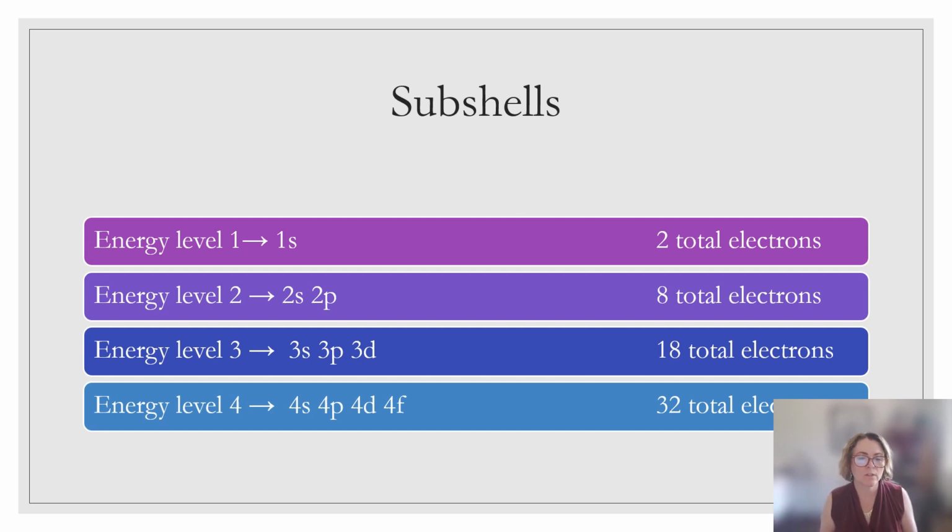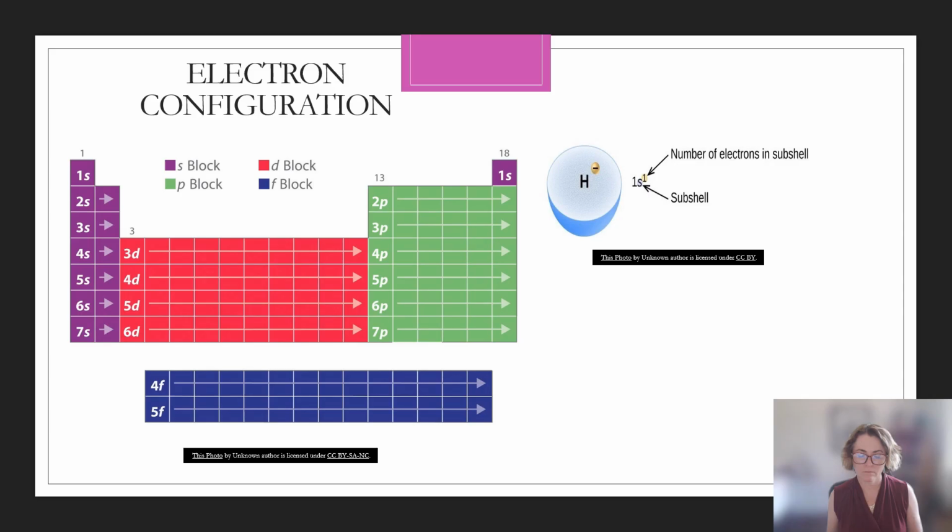And then for energy levels 4 and up, we have S, P, D, and F. S is 2, P is 6, D is 10, F is 14. Add those all together, and that gives you a total of 32 electrons.